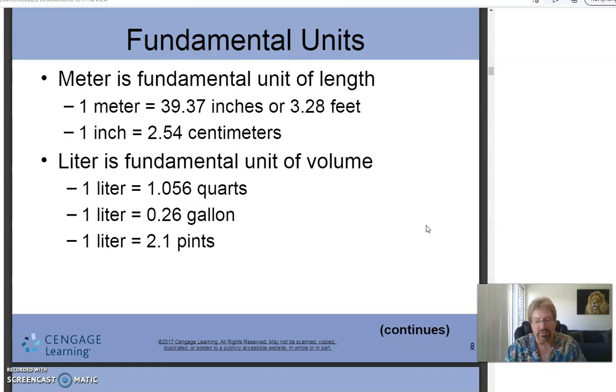But the problem is, I still like the English system too, because I was born into that. That's what I learned. Of course, I had a lot of metric system training in the military and in the medical training, college.